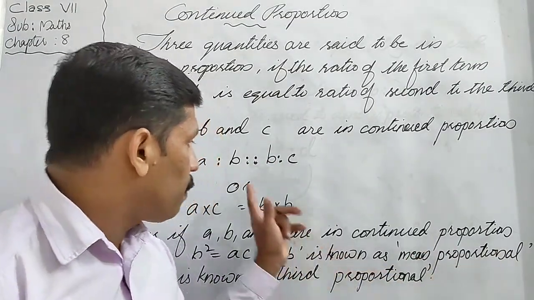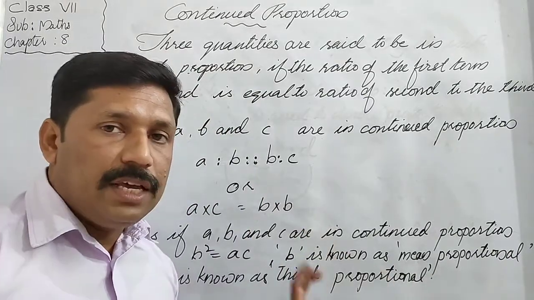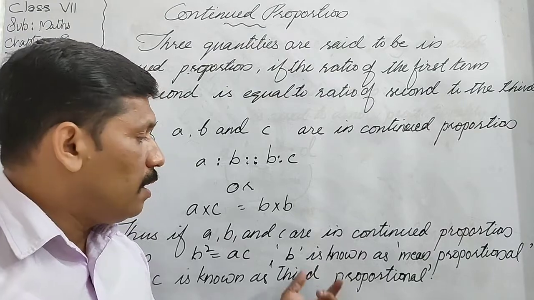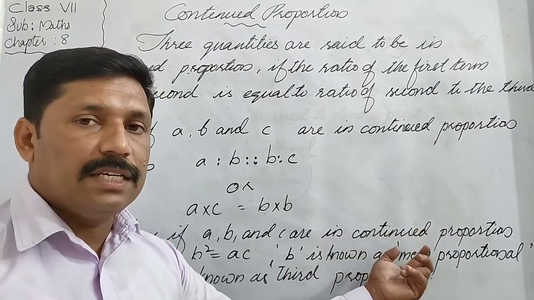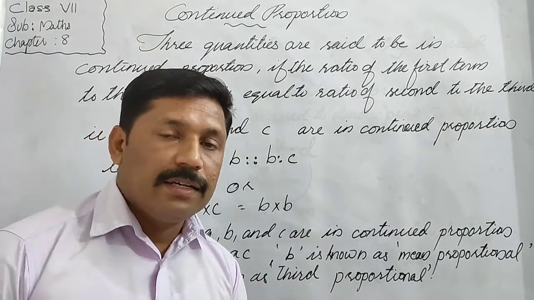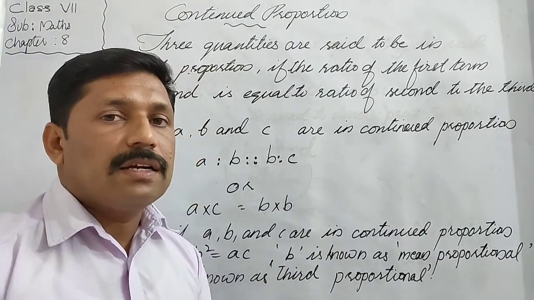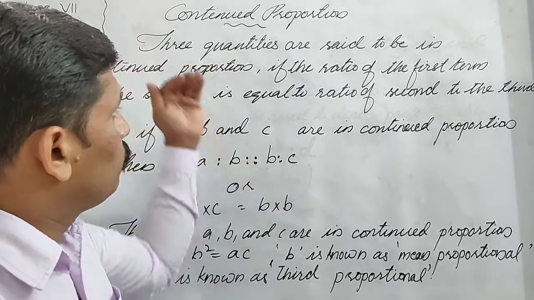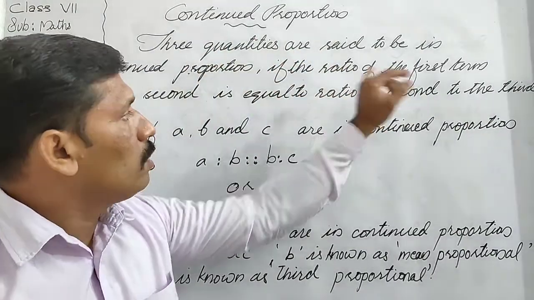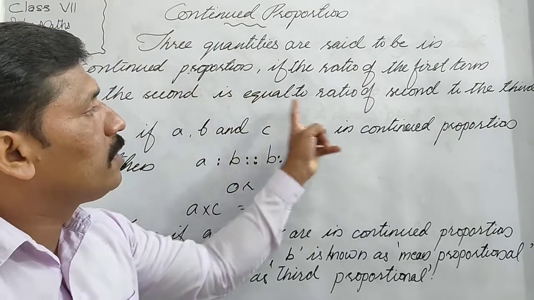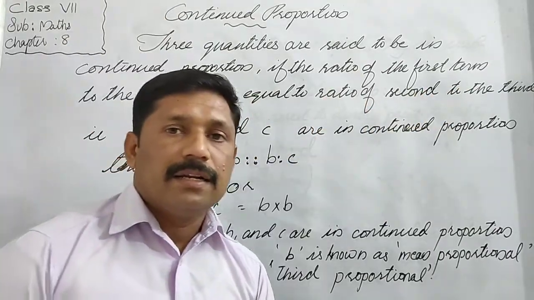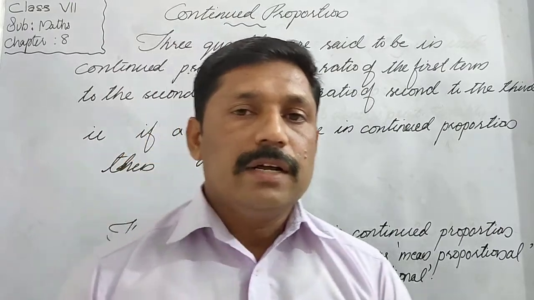B is known as the mean proportional and C is known as the third proportional. So in a continued proportion, the mean proportional is the second term and the third proportional is the third term. These are called continued proportion. If three quantities are said to be in continued proportion, the ratio of the first term to the second is equal to the ratio of the second term to the third.